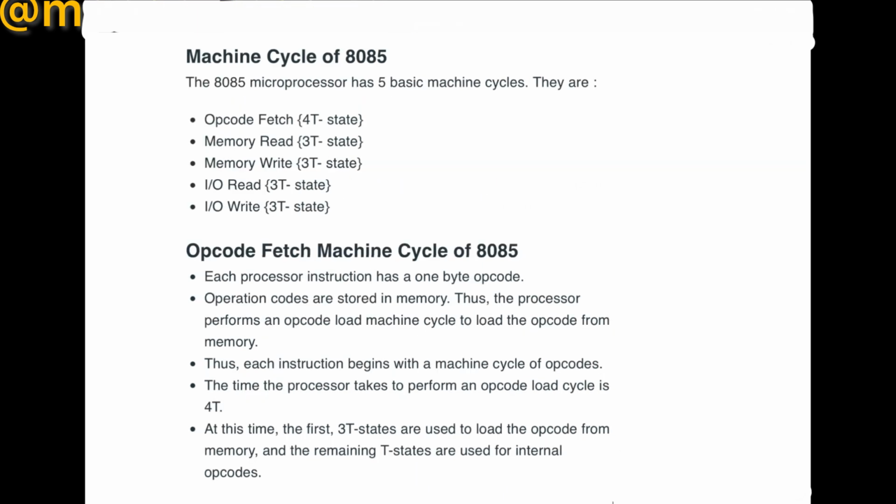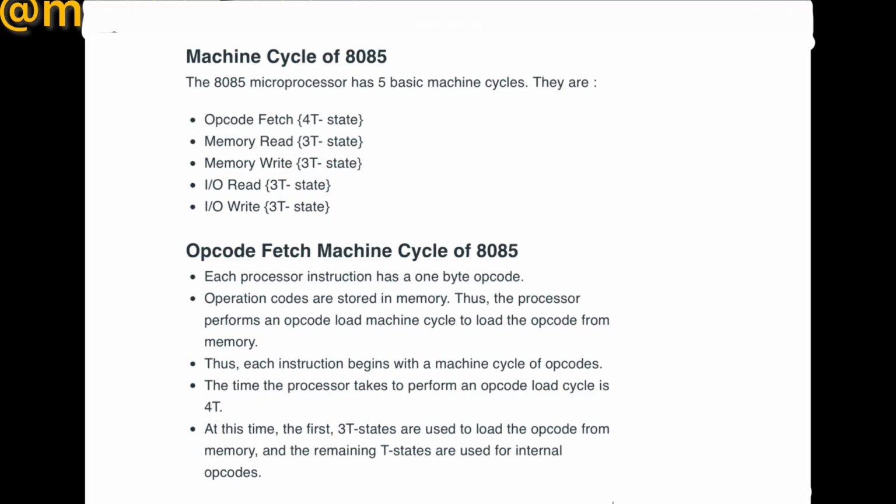Machine cycles of 8085. The 8085 microprocessor has 5 basic machine cycles. I already explained: opcode fetch, memory read, memory write, I/O read, I/O write. Opcode fetch is 4 T states. The other 4 basic machine cycles take 3 T states.